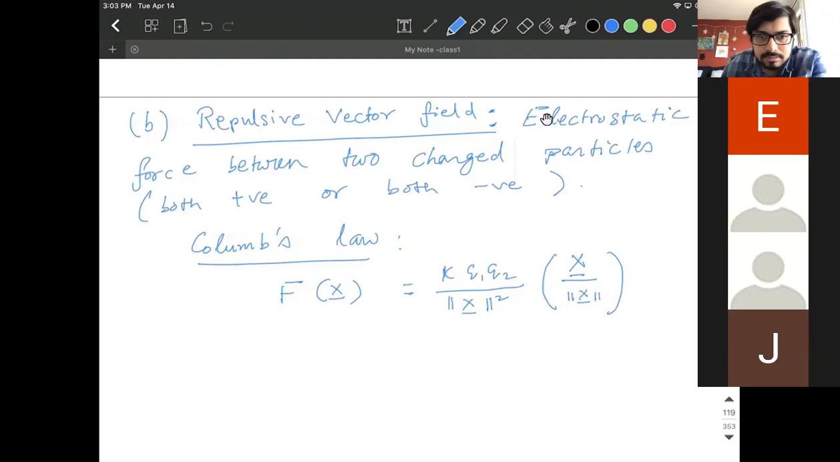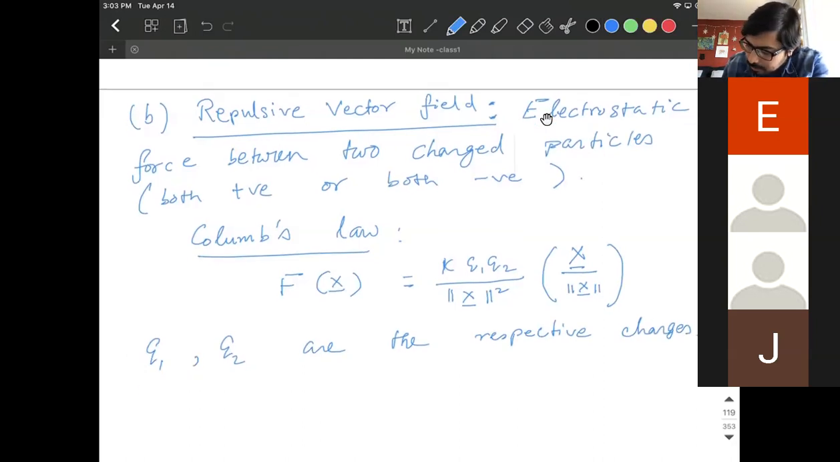where, let's define the important things. So q1, q2 are the charges. Okay, and what else? This kappa is probably called the Coulomb's constant. Okay, so this is an example of a repulsive vector field.